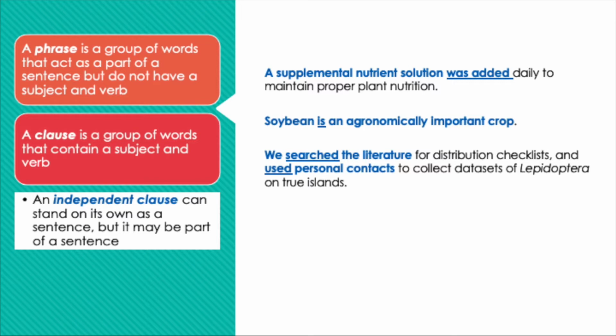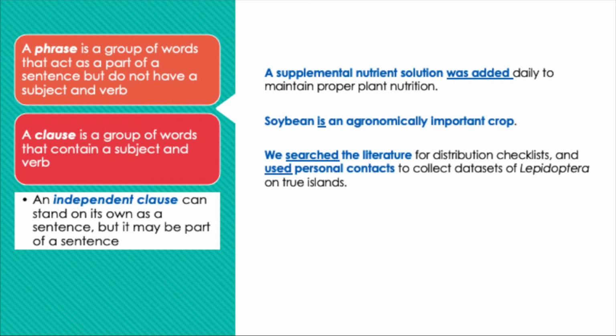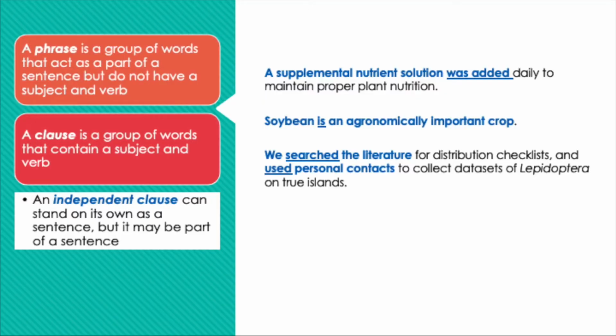A supplemental nutrient solution was added daily to maintain proper plant nutrition. If we just said a supplemental nutrient solution was added, that's a complete sentence. Right? It has the subject, it has the predicate, including the verb, and then the rest of the sentence is additional information. It's telling when the solution was added and why it was added. That's additional information, but it's not necessary to have a complete thought. I mean, the sentence is better with that information, but it's complete without it. So the independent clause is highlighted in blue there. A supplemental nutrient solution was added.